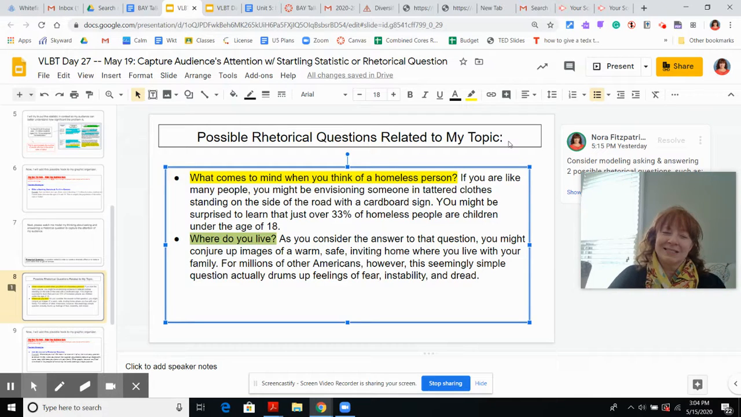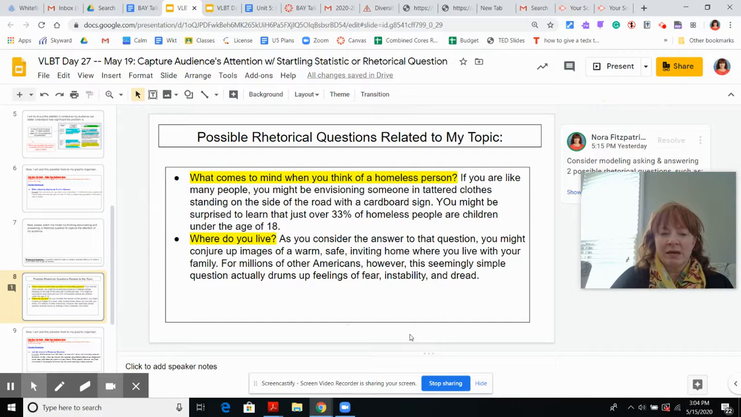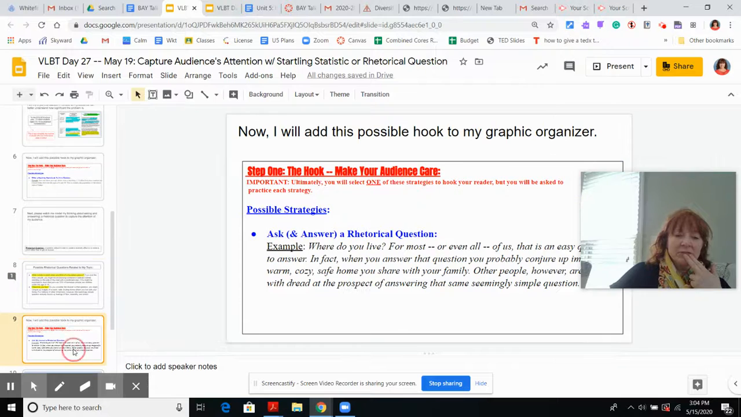Even though a rhetorical question doesn't ask for an answer, I want to add to this dramatic effect by posing an answer, because I really want to point out people's tendency to stereotype or to label by answering my rhetorical question. Then what I would do is decide which of those I want to use, and I'm going to add it to my graphic organizer.